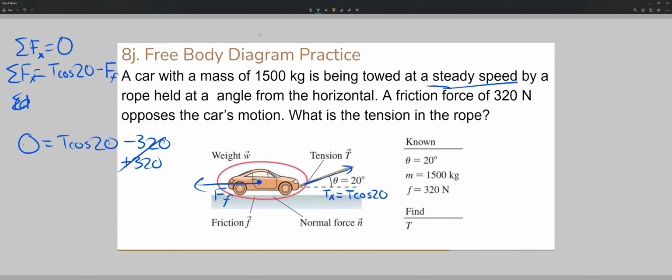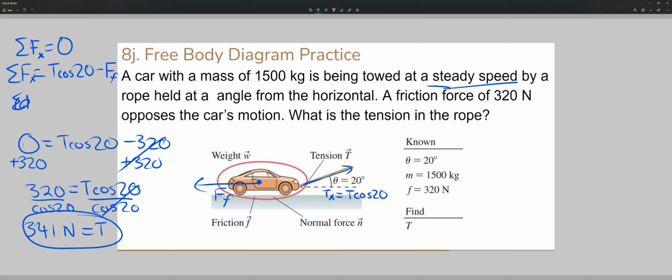I'm going to add 320 newtons to both sides, so 320 newtons equals T cosine 20. I'm going to divide by cosine 20 on both sides. And then I get T is equal to 320 divided by cosine 20. Okay? And then I get 341 newtons. And this would be my tension in the rope.